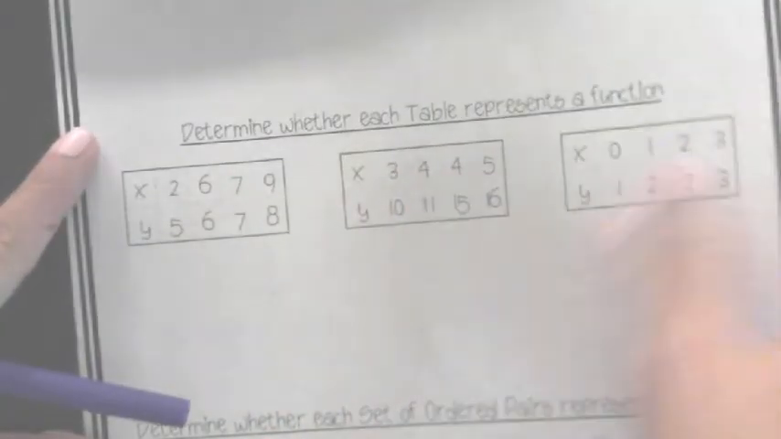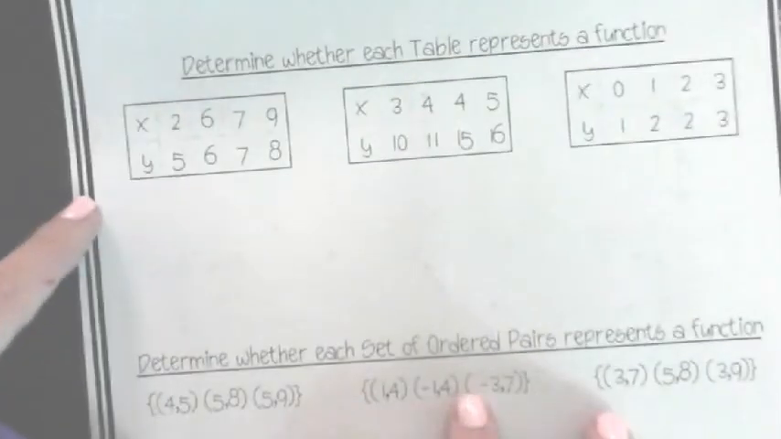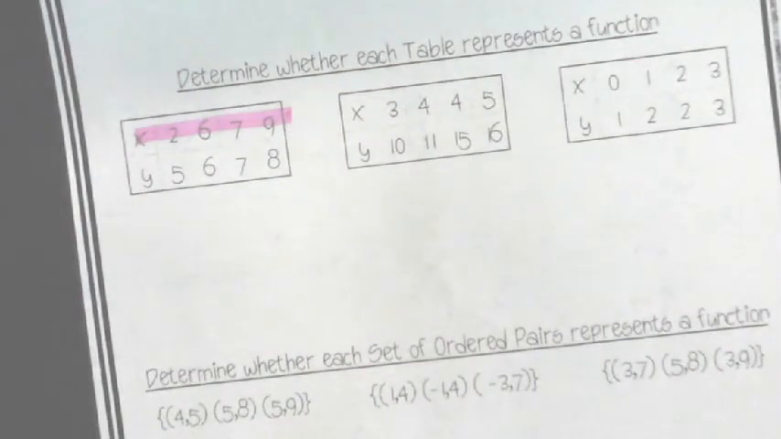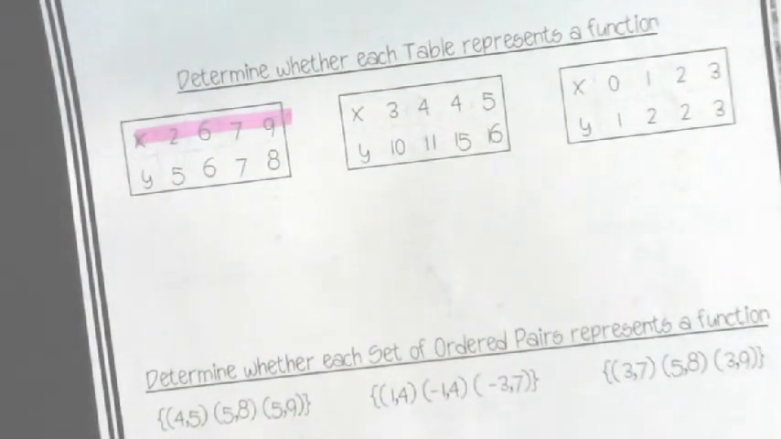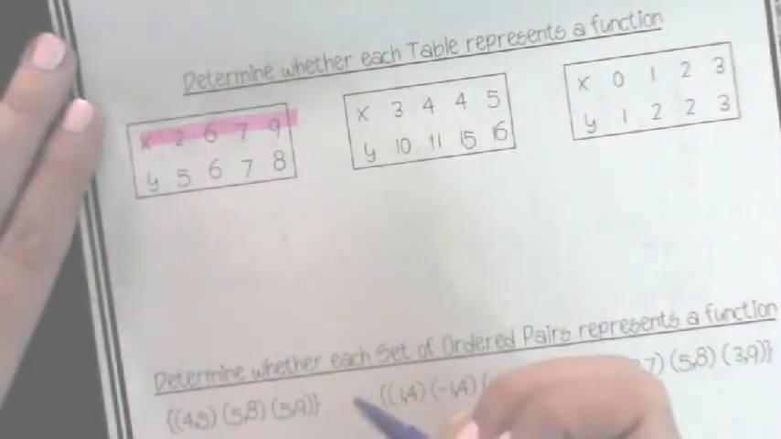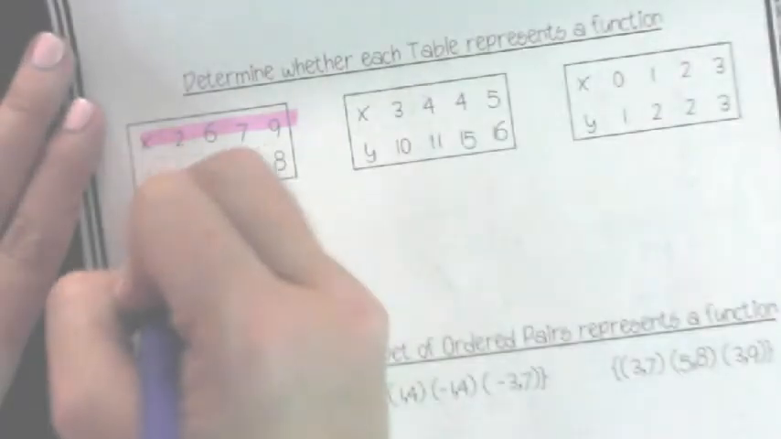Moving on to tables. You might see tables that are horizontal, like this, or you might see tables that are vertical. You're still going to do them the same way. Okay, so if we look at our first table, again, all I'm focusing on here are my x values. I just want to make sure that they're all different and not repeating. So I have a 2, a 6, a 7, and a 9. None of those are repeating, so that's a function.